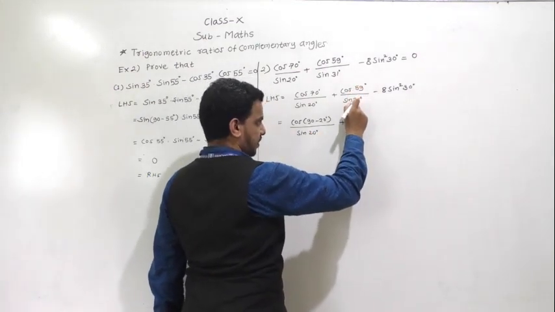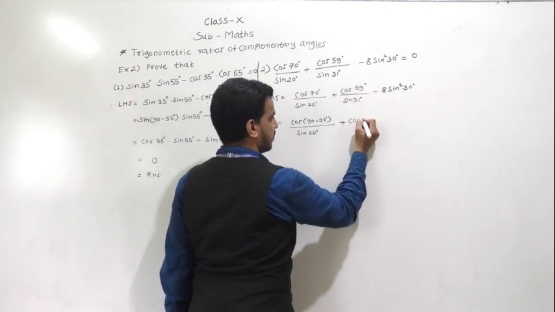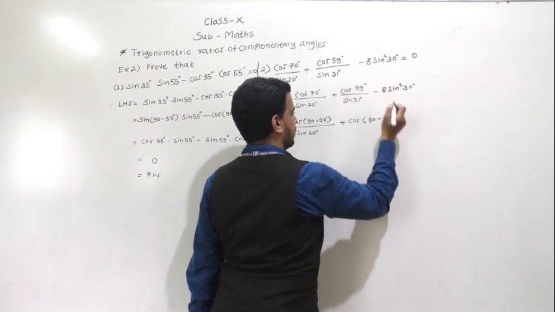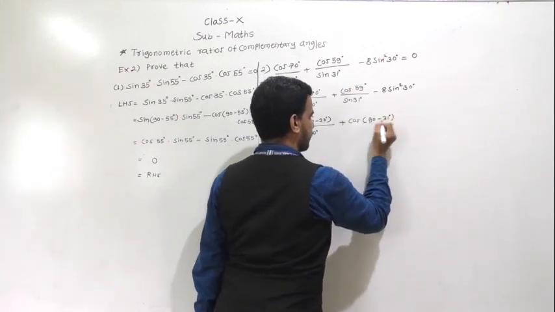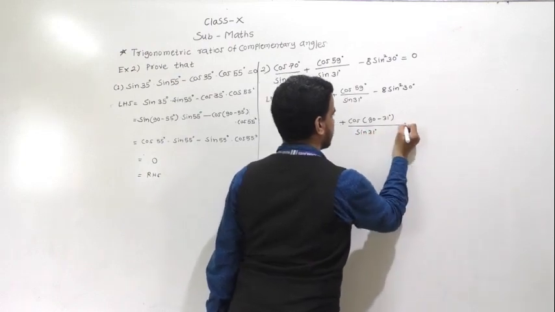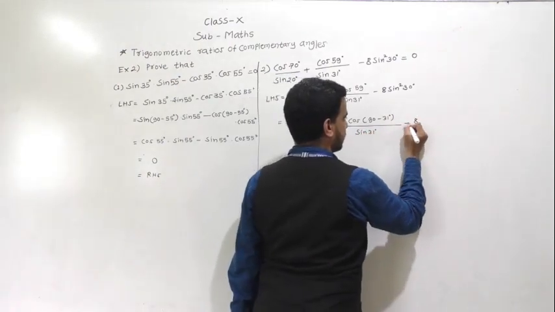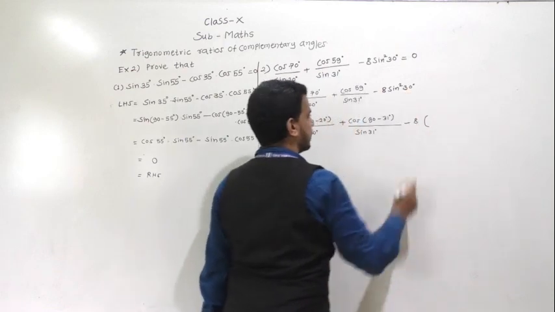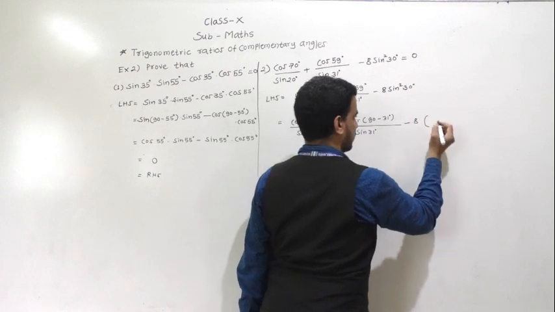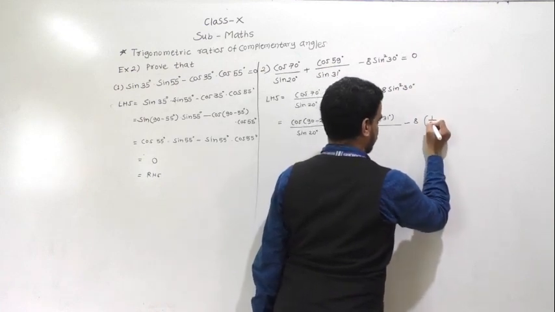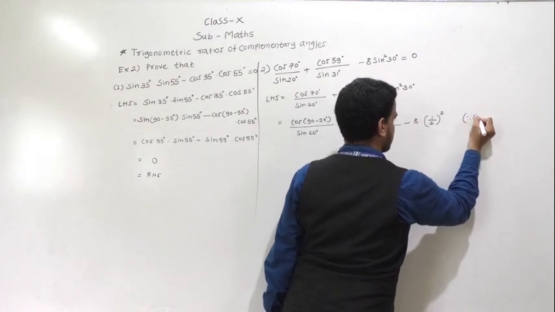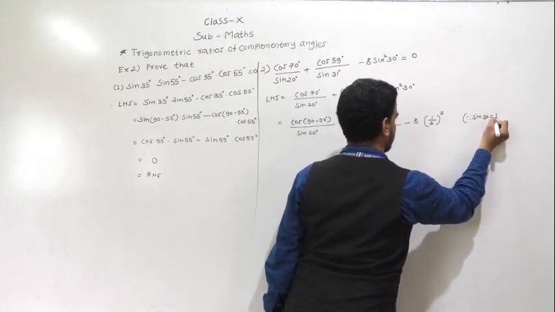59 degree and 31 degree are complementary angles. So cos 59 degree we can write as cos of 90 minus 31 degree, divided by sine 31 degree as it is, minus 8 sine square 30 degree. Now we know the value of sine 30 is 1/2, but here the square is there, so 1/2 square. The reason is sine 30 is equal to 1/2.